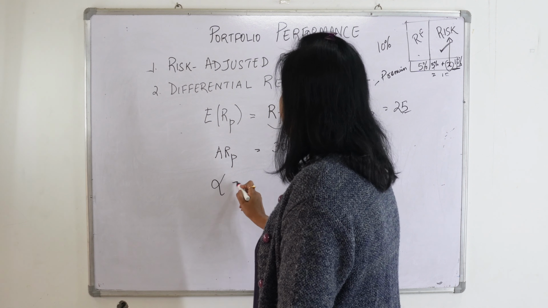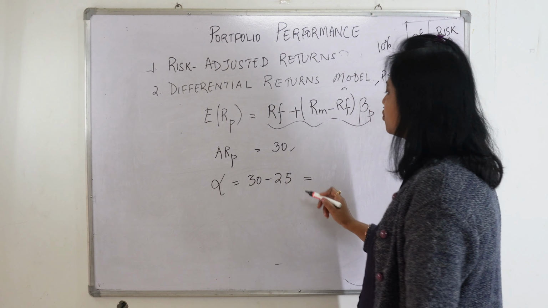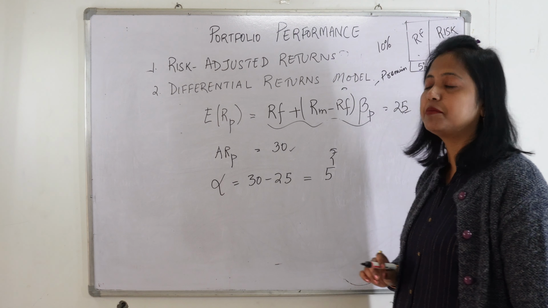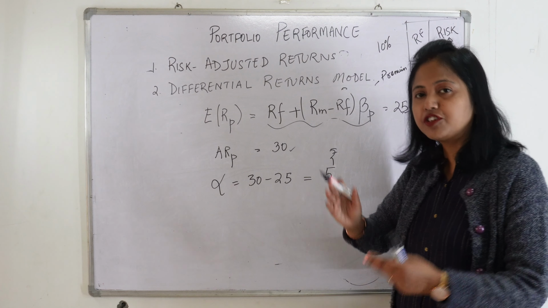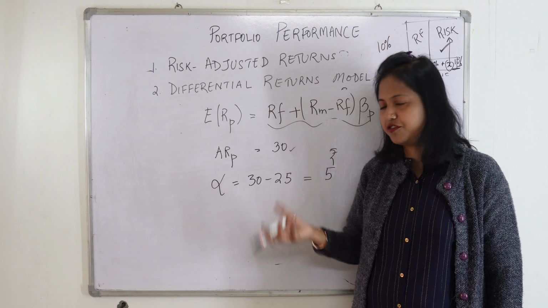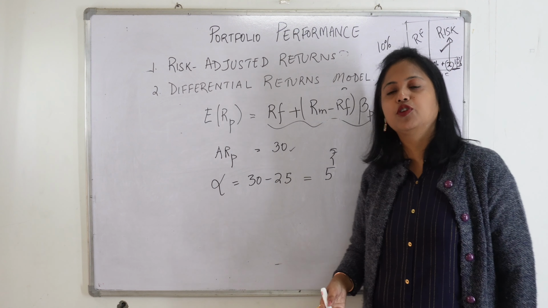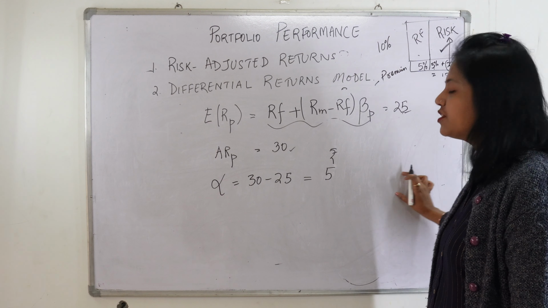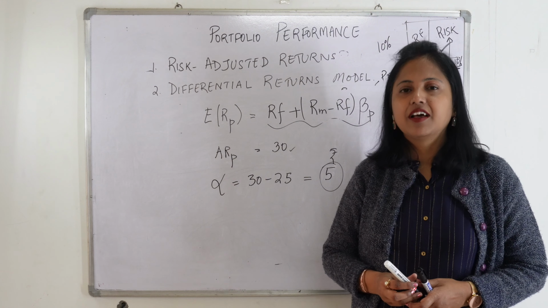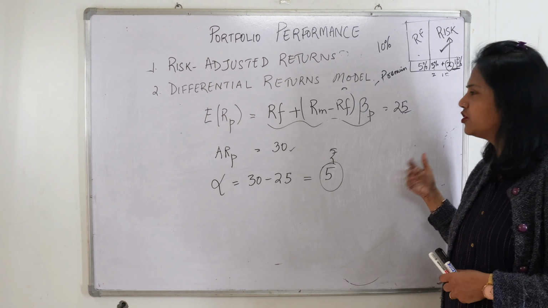Let's calculate alpha. Alpha is 30 minus 25. So 30 minus 25 is what? Is 5 rupees. So this 5 rupees is your differential return. That means how much my actual return differs from the expected return. So the more differential return or difference return there is, I can say the performance is good. So I can rank the portfolios in terms of the amount of difference that I am getting. The portfolio which gives you a higher difference should be ranked first, and the others should be ranked in the following order. So that's all about the differential returns model.